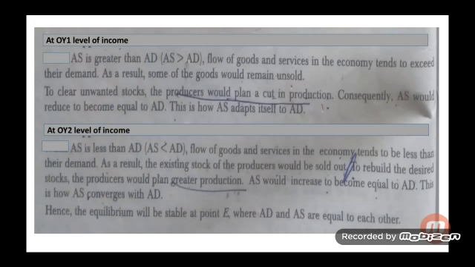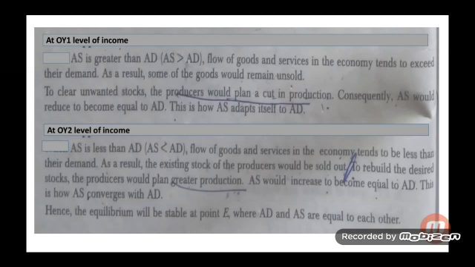Now we will read. At OY1 level of income, aggregate supply is greater than aggregate demand. It means flow of goods and services in the economy tends to exceed their demand. It means supply ज़्यादा है इस point पे और demand कम है. As a result, some of goods would remain unsold, जिसकी वजह से कुछ goods क्या होंगे, sold नहीं हो पाएंगे क्योंकि demand कम है.